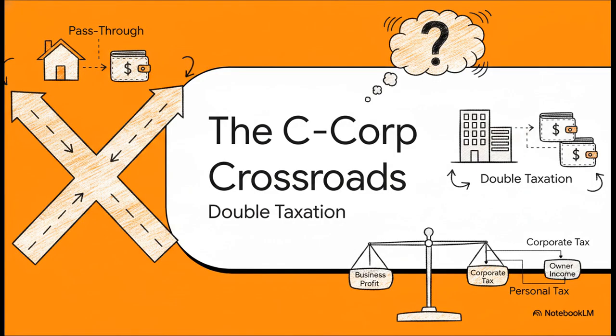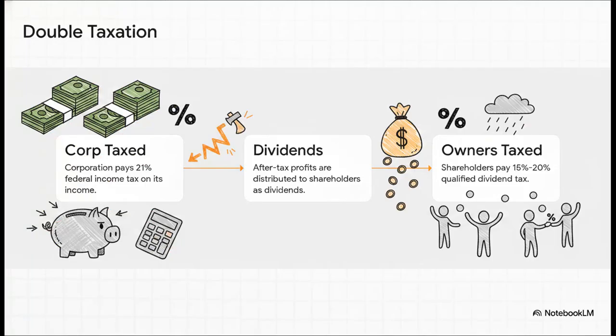Section 4.1, the C Corp crossroads, pass-through versus double taxation. This right here is the biggest dilemma you're going to face in tax planning. When you choose a C corporation, you are actively choosing double taxation. And it works in a strict 3-step sequence.